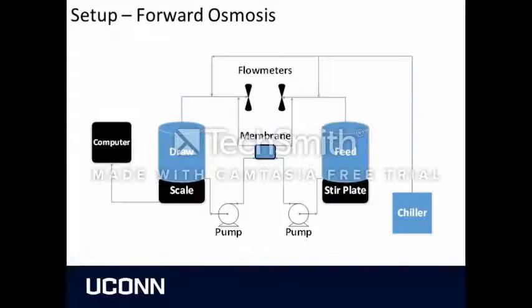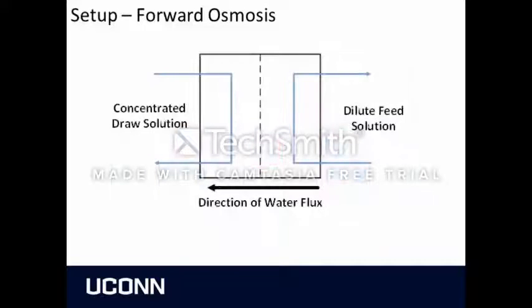The forward osmosis setup used in this experiment is shown here. The main components of the system include the draw and the feed tanks. The flow rates on the feed and draw sides of the membrane are controlled separately using individual pumps and pressure valves. Moreover, the chiller keeps the temperature of the system constant, and a computer with data acquisition software continually measures and records the mass of the draw tank. As water flows into the membrane, the concentrated draw solution pulls water from the dilute feed solution, shown by the schematic here.